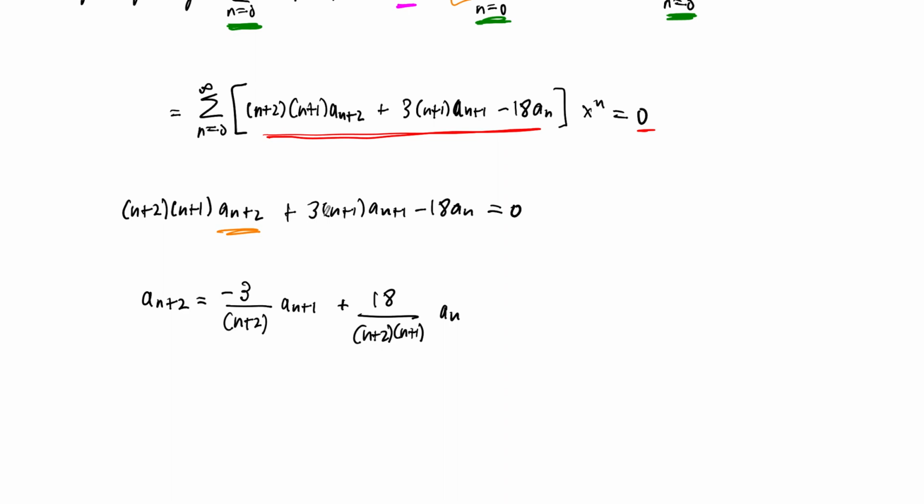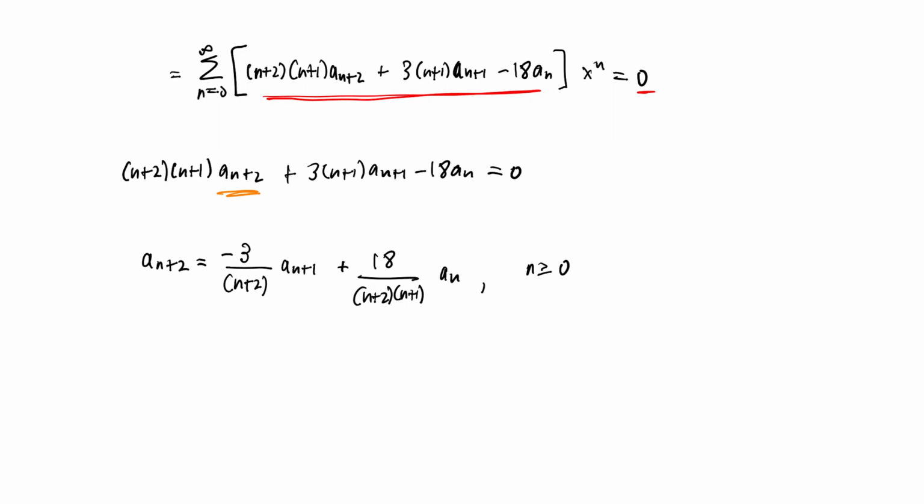What do you do? You have to move everything over to the other side of the equal sign. That's going to change their signs to minus and plus, and then divide each term by this term here that's in front. This, by the way, works for every n greater than or equal to 0.